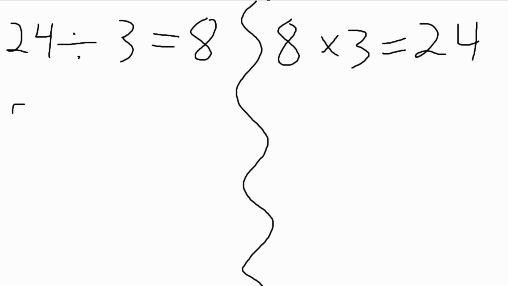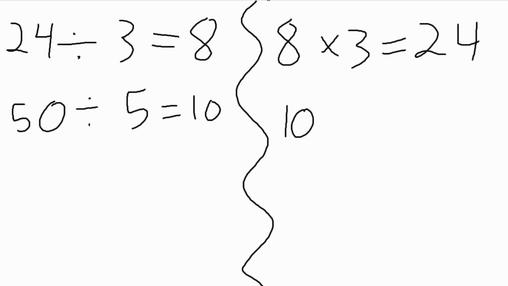Let's say we have 50. Let's do 50 divided by 5. 50 divided by 5 is going to give us 10, right? Let's take our 2 smaller numbers, 10 and 5, multiply them, and that gets us 50. All right, let's try one more problem.